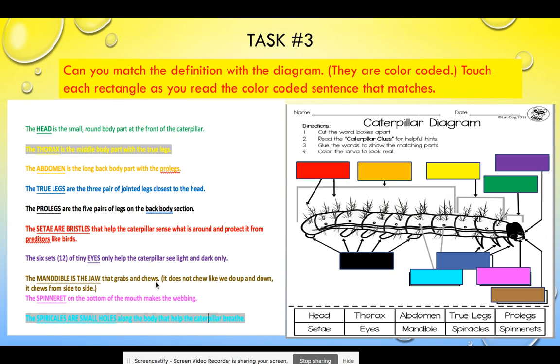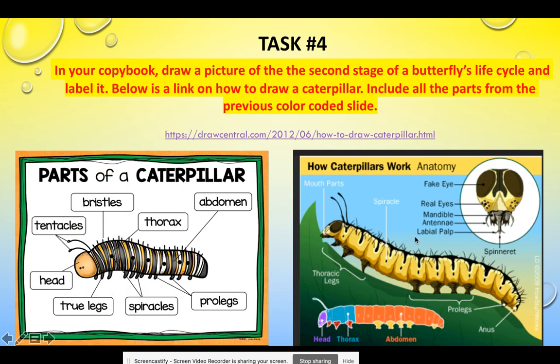The spinneret on the bottom of the mouth makes the webbing. That's why there was all that webbing in those cups I was showing you. And the spiracles are the small holes along the body that help the caterpillar breathe. Okay, that's like the blowhole on a dolphin or a whale. These little holes allow the oxygen to come in and the carbon dioxide to come out.